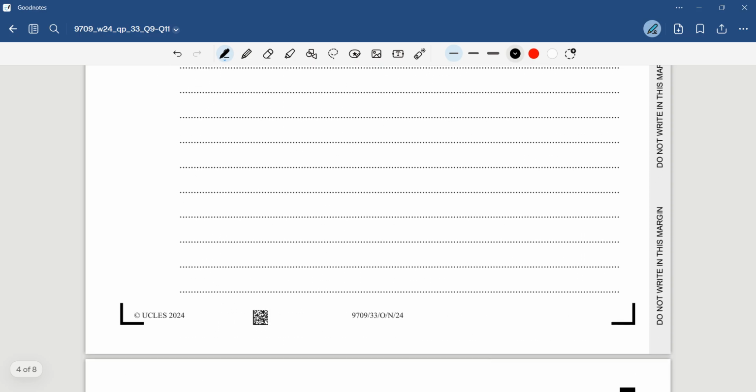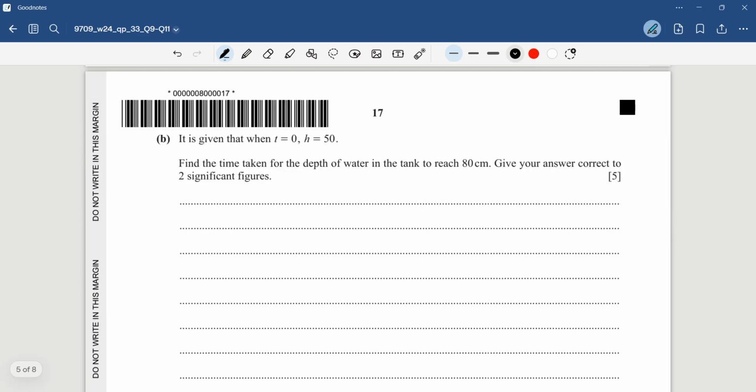Okay, for B, it is given that when t equals 0, h equals 50, find the time taken for the depth of water to reach 80 cm. Give your answer to two significant figures. Okay, so just now we already found that 200 dh over dt equals 250 minus 3h. Alright.